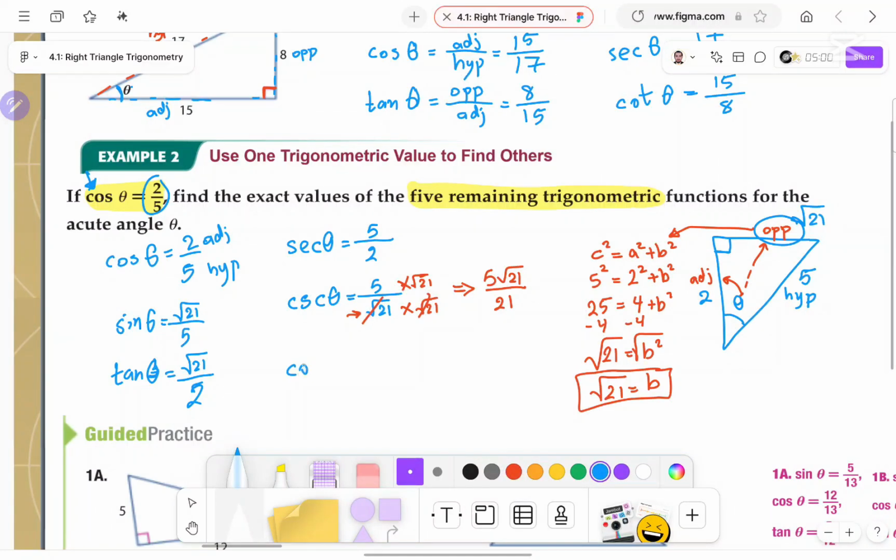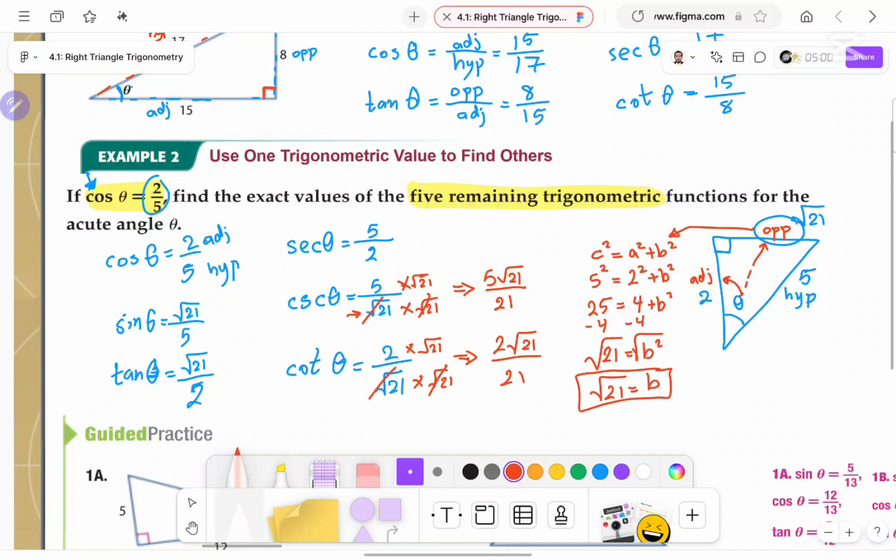Now the last one is the cotangent theta. Cotangent theta, same thing, 2 over square root of 21. So it will be times square root of 21 over square root of 21. So the final answer will be 2 square root of 21 over 21, because the square root cancels the square root.